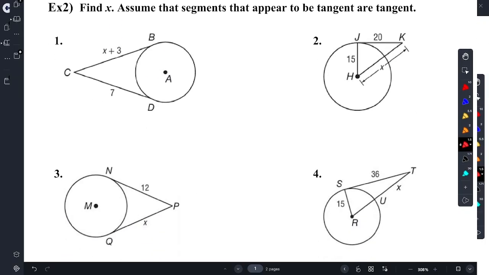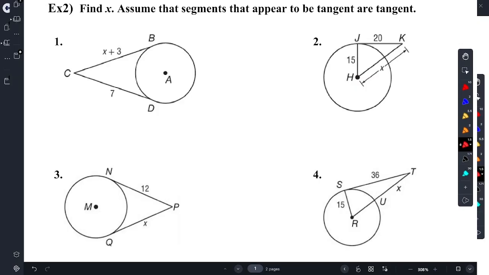All right, let's do it again. Okay, so what do we know? Things that appear to be tangent are tangent. So those are both tangent points, so those are both right angles. So what's true about those segments? BC is equal to CD. So that means x plus 3 is equal to 7, so x is 4. Hard? No, stupid easy.